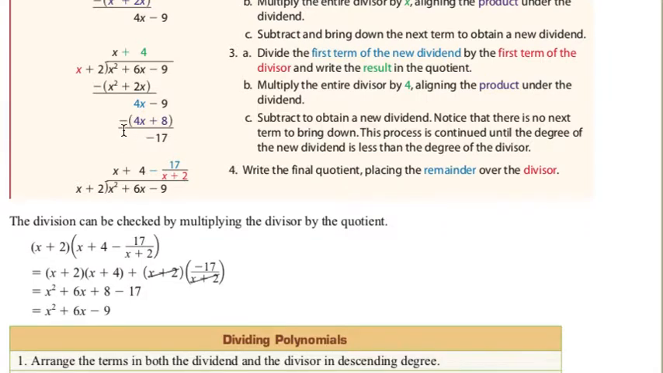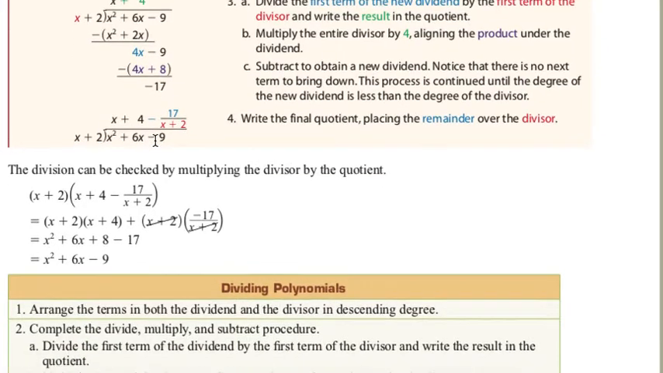And when we subtract that, we're left with negative 17. Again, we have to remember that this negative is being distributed. It's going right here. So it's negative 9 minus 8. And this is our remainder. And how we write our remainders, it's going to be over the divisor. Okay, so it's going to be minus 17 over the divisor. And that's x plus 2.